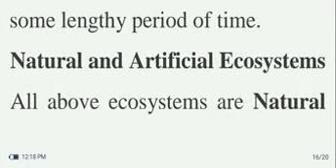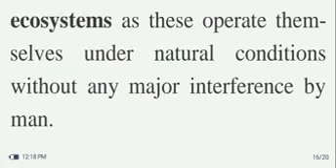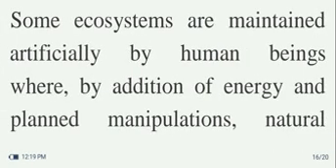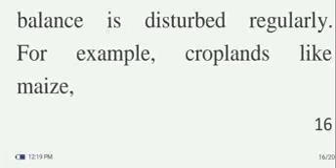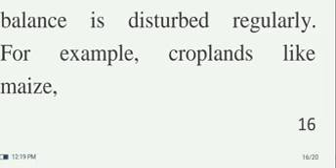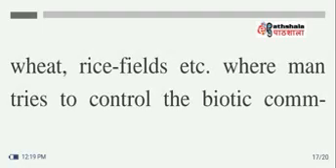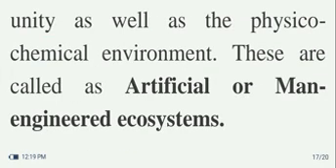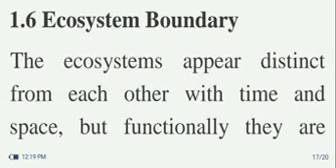The natural and artificial ecosystem. All above ecosystems are natural ecosystems, as these operate themselves under natural conditions without any major interference by man. Some ecosystems are maintained artificially by human beings, where by addition of energy and plant manipulation, natural balance is disturbed regularly. For example, croplands like maize, wheat, rice fields, etc. where man tries to control the biotic community as well as the physico-chemical environment. These are called artificial or man-engineered ecosystems.